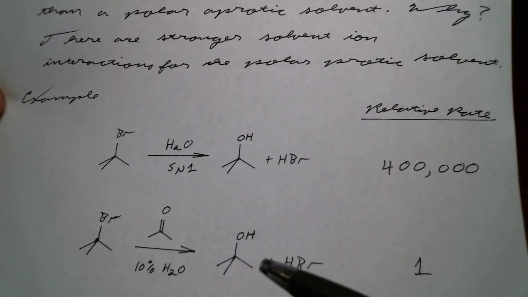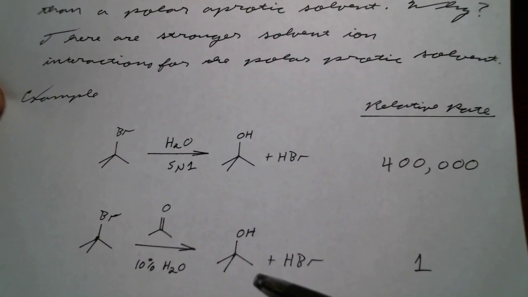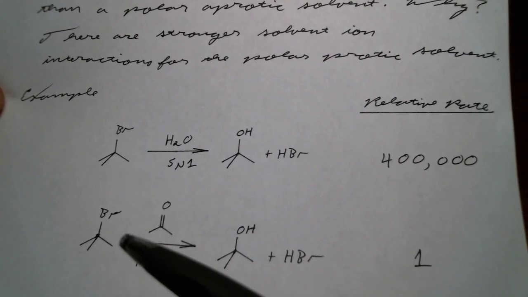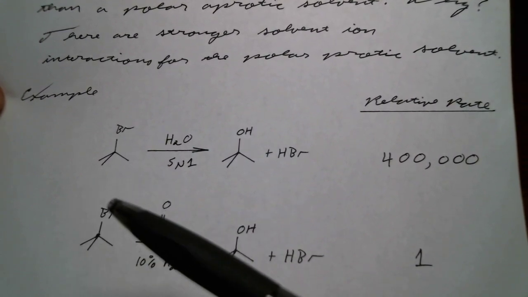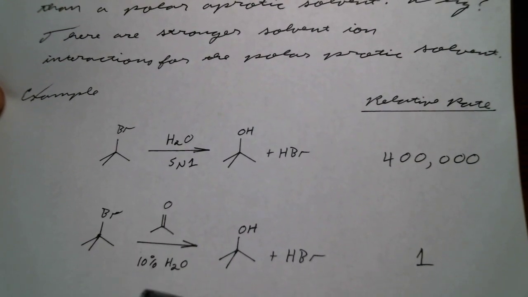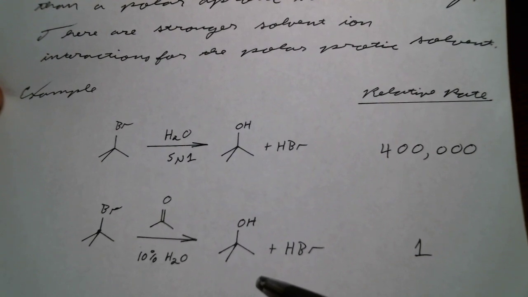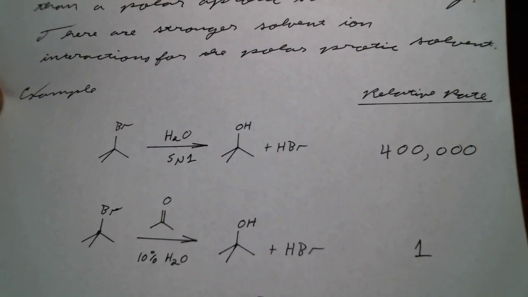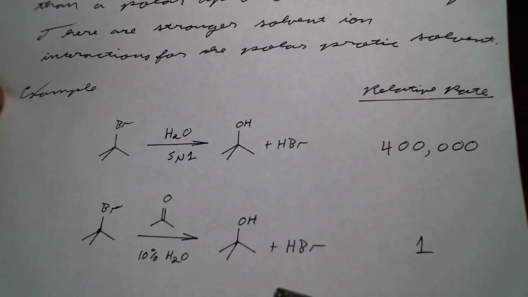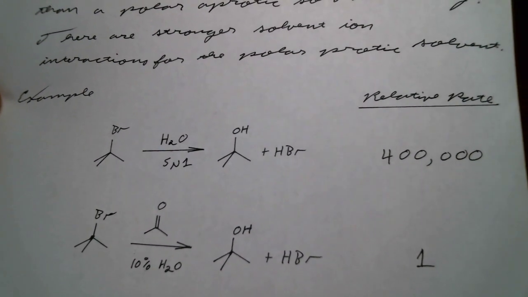Of course, water ends up as part of the product, but here we'll have acetone, much more statistically likely to be around our reactant, so it does not as easily break into the carbocation, so it doesn't undergo that first rate limiting step as easily. And so, wow, 400,000 difference.